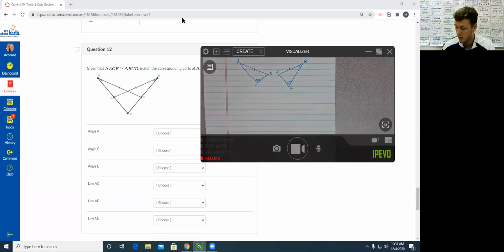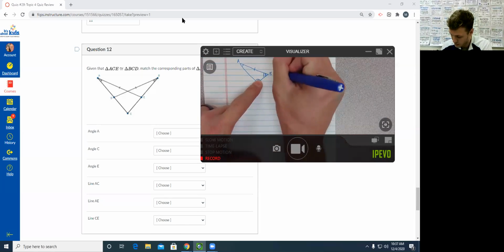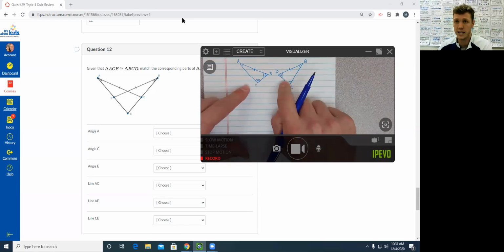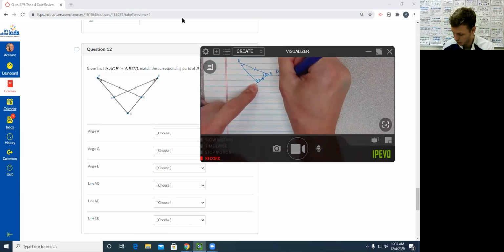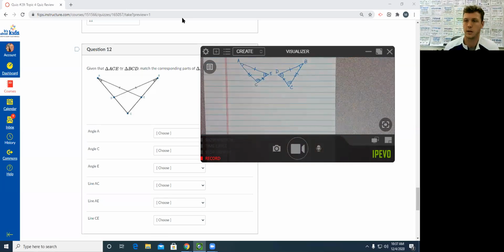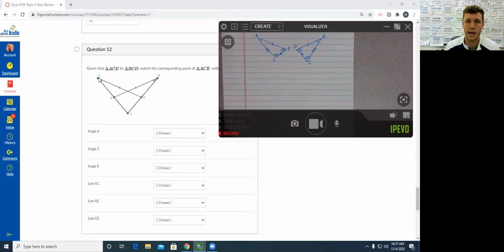Right? So now with that, because of that, we can say angle E is congruent to angle D, because those are the only angles left, right? And so here you can see that CE and CD, these are the shorter sides of the triangle. These have to be congruent. And then the long side over here, the long leg, these are going to be congruent. Right? So that's what we're looking for here. We're matching the corresponding parts.